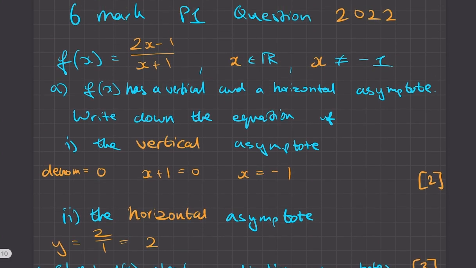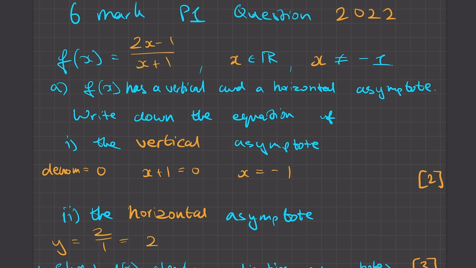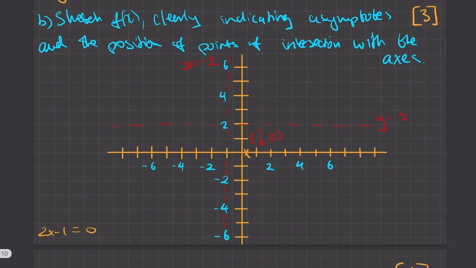Well, when x is 0, we have 0 minus 1 over 0 plus 1. That's just minus 1. So our intercept is going to be at 0, minus 1, which is down here. 0, minus 1. It's a bit difficult with these sometimes. Obviously it's a bit easier on graph paper just because it's a bit squashed up.